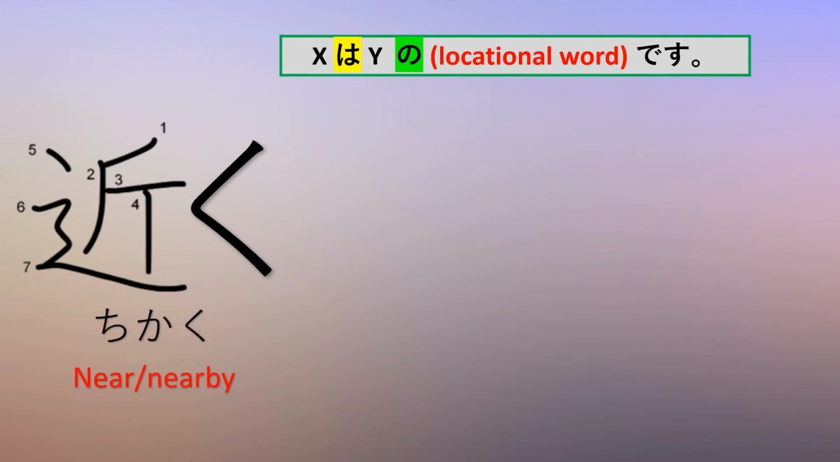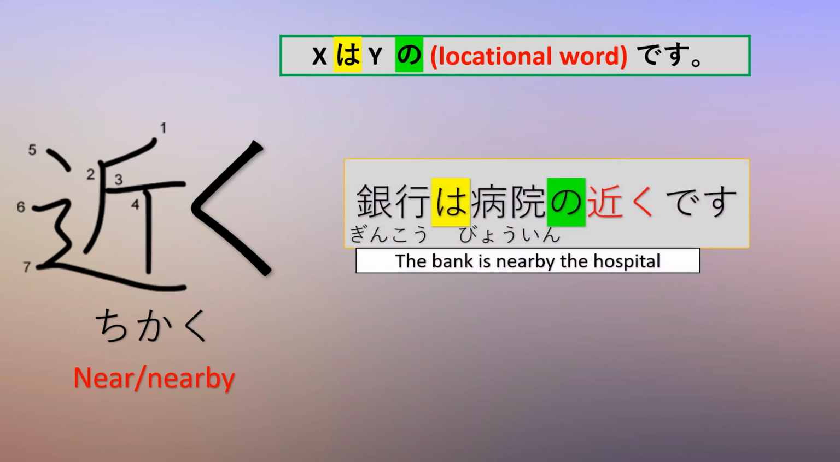Next, chikaku, near or nearby. Chikaku. For example, ginko wa byoin no chikaku desu. The bank is nearby the hospital. So here, we are looking for the bank, not the hospital. The hospital is only the reference point. What is nearby the hospital? Okay? That is the bank.